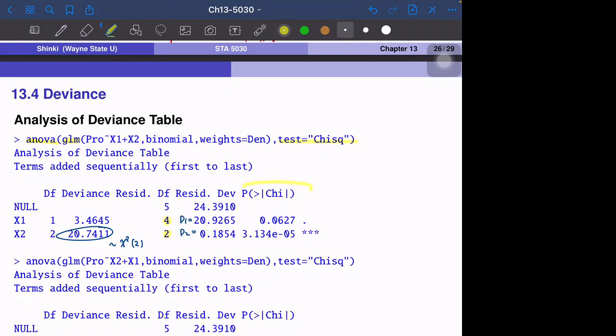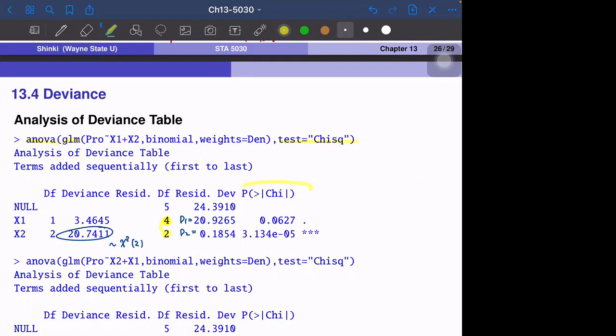To be exact, we have 6 observations in total, so we have 6 lines. X1 has 2 parameters, so 6 minus 2, so 4. X2 has 3 parameters, so 6 minus 3. And then the intercept, so the 2. So we have the difference of 2, and this follows chi-square 2. And actually 20 is a pretty large number for a chi-square distribution with DF 2.